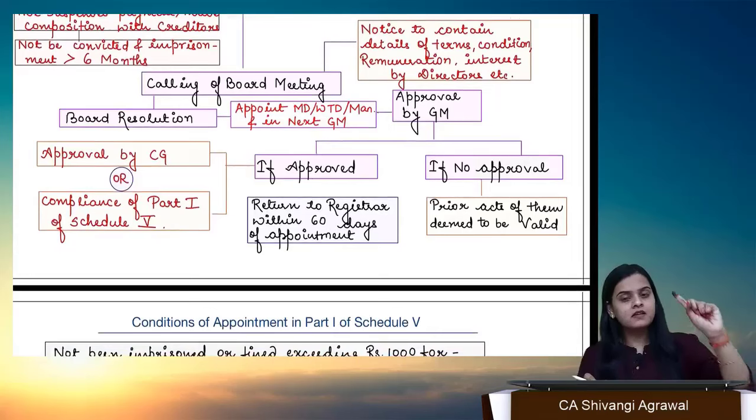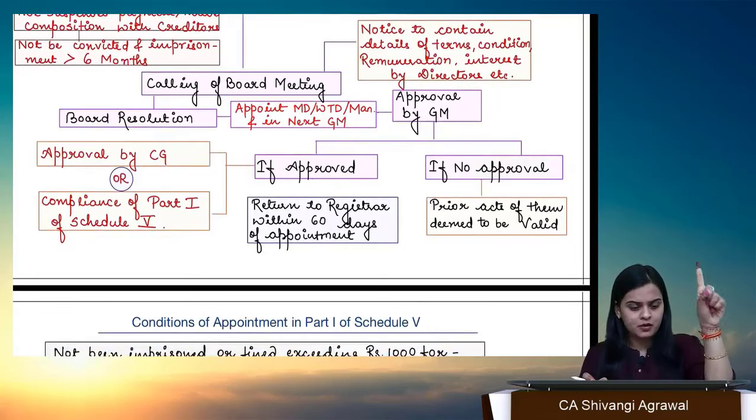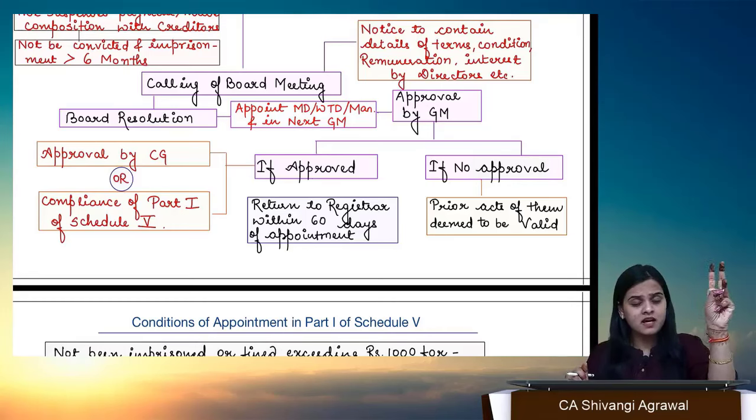So by far, MD and manager cannot be appointed together for more than 5 years at once. Then certain disqualifications: minimum age 21, maximum age 69, it cannot be 70 or more. If it is 70 or more, SR needs to be passed. Undischarged insolvent, not allowed. Suspension done with the creditor, not allowed. Then you have been convicted for more than 6 months, not allowed.